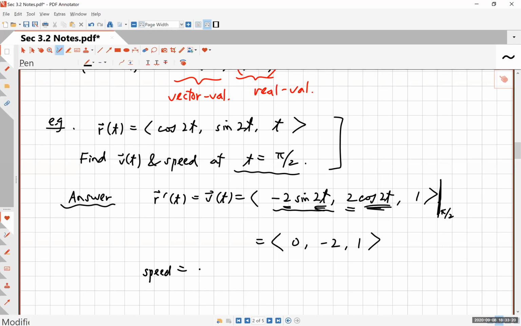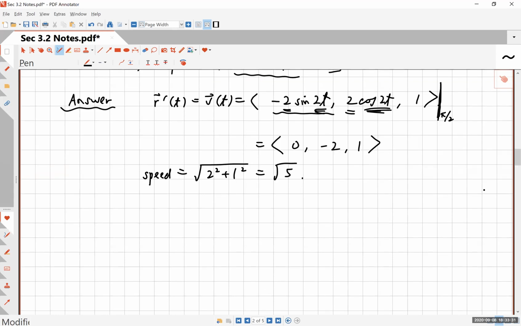All right, and so what is the speed? Well, that's just going to be the magnitude or the length of this vector, and that would be the square root of 5, whatever the unit that we are using is. All right, so that's the answer to this question. Okay, so let's quickly go into integrals.